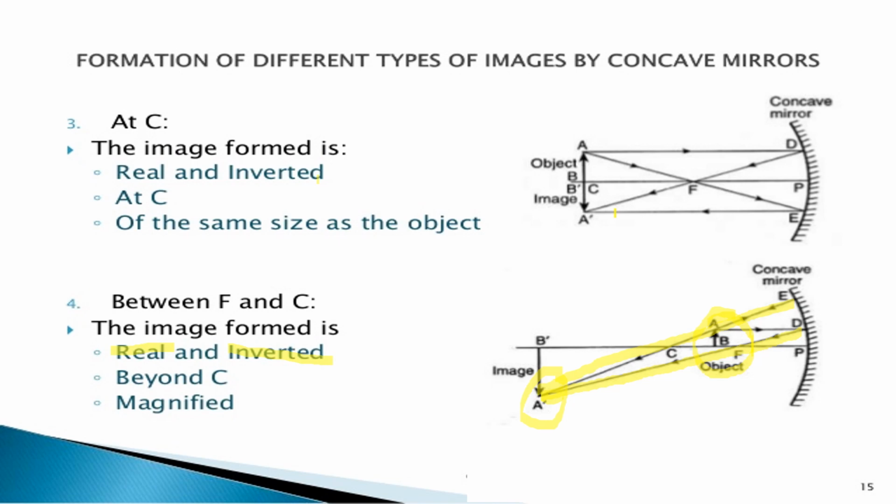Then we are getting the image beyond the center of curvature. See, from the first diagram onwards, if you observe, slowly we are bringing the object towards the mirror and the image will go away from the mirror. That point you can observe here, from infinity, beyond C, at C, between F and C. When we are taking the object, slowly we are bringing the object towards the mirror and the image is going to go away from the mirror.